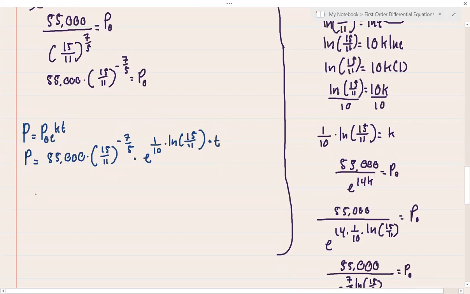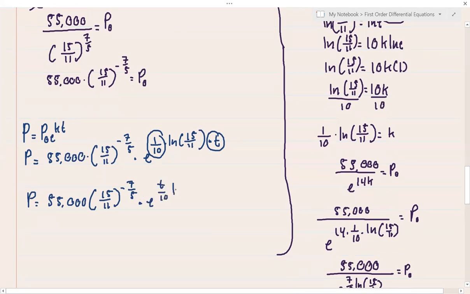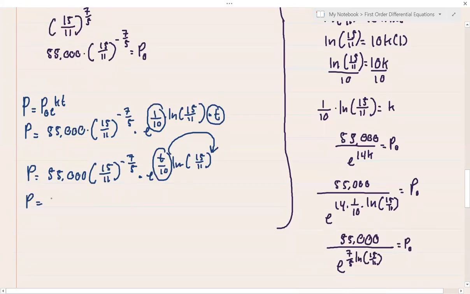But if you want to simplify it, much better. I-combine natin si t at saka si 1 over 10. So mangyayari dyan, kokopyahin ko lang itong mga ibang terms. Okay. 15 all over 11 raised to negative 7 all over 5 times e raised to t all over 10 times ln of 15 all over 11. Tapos itong coefficient ng ln mo, ilagay mo yun as an exponent dito sa 15 all over 11. So, kopyahin ko lang to for a moment. So, 55,000, 15 all over 11 raised to negative 7 all over 5, times e raised to ln of 15 all over 11 raised to t all over 10.